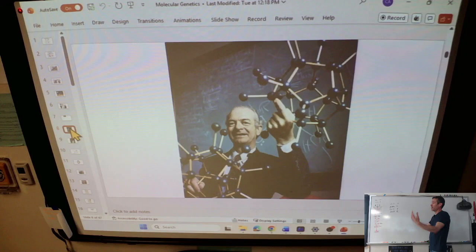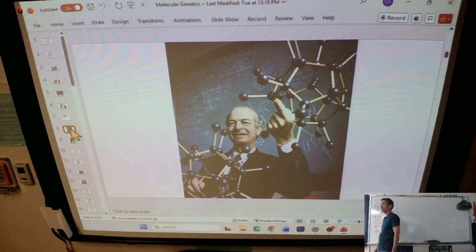So Linus Pauling was looking for a triple helix. Everybody else was like, all right, don't bet against Linus Pauling. He wrote the book on bonding, and we gave him the Nobel Prize for explaining how bonds work. The book was actually called something like The Chemical Nature of the Bond, but he got the Nobel Prize in chemistry for explaining how bonds work.